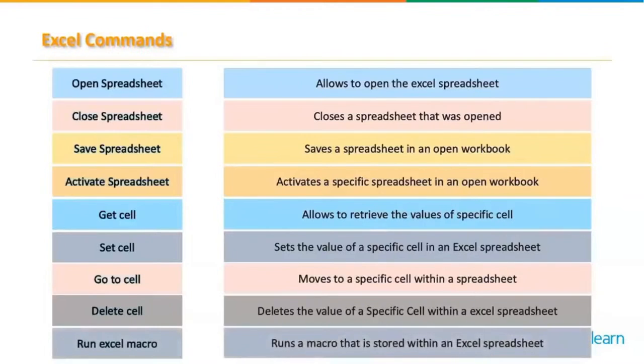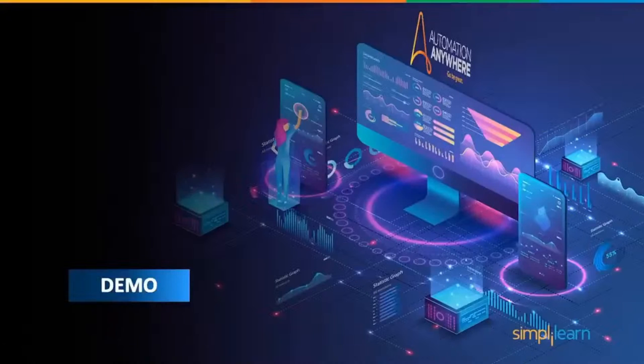Run Excel macro. Runs a macro that is stored within an Excel spreadsheet. Enter the macro name and specify the parameters of the macro arguments. Let's look at the demo. In this demo, we will have two Excel files and we will use Excel operations to merge these two Excel files. So let's jump into Automation Anywhere.